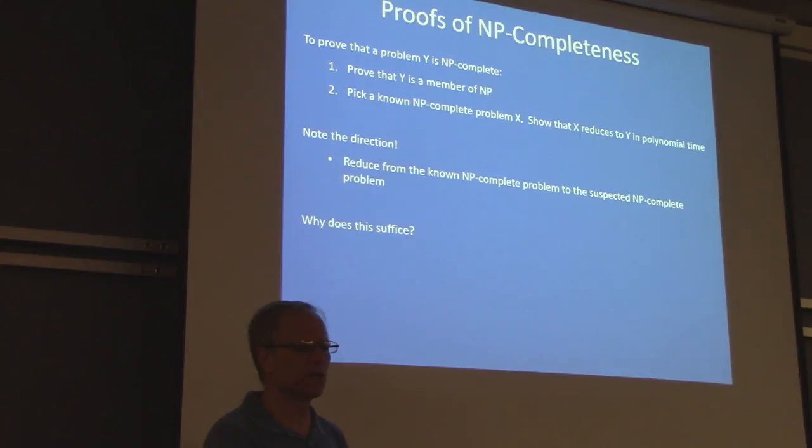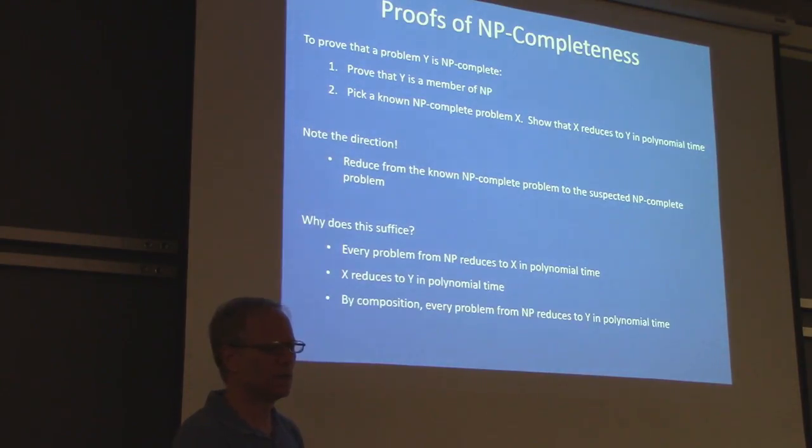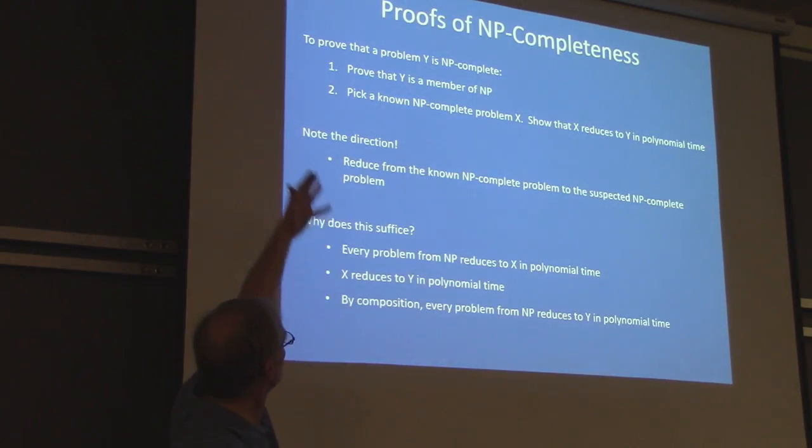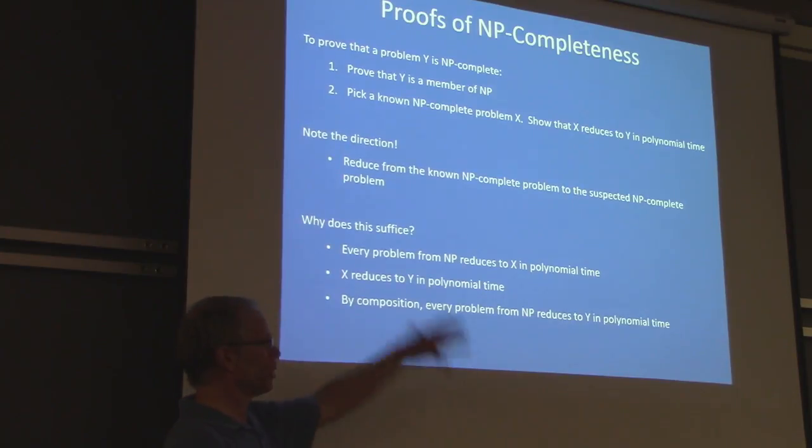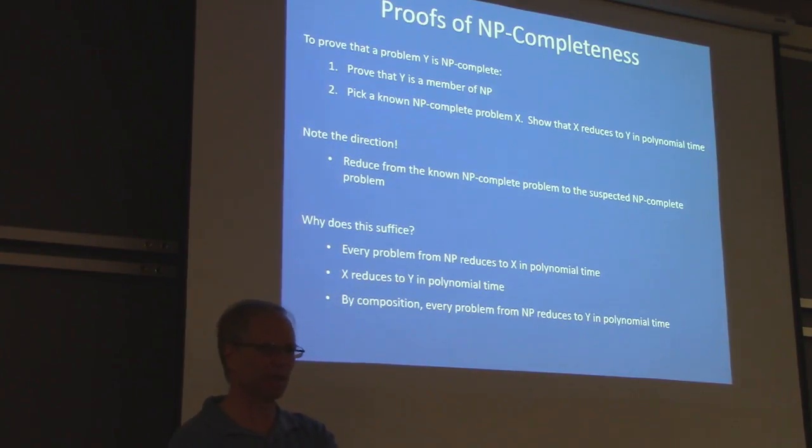And this is what we've been talking about as well. To prove a problem NP complete, you reduce from the known NP complete problem to the suspected NP complete problem.